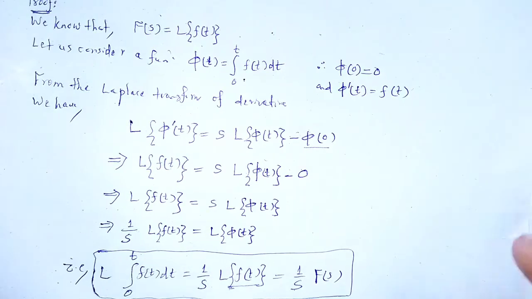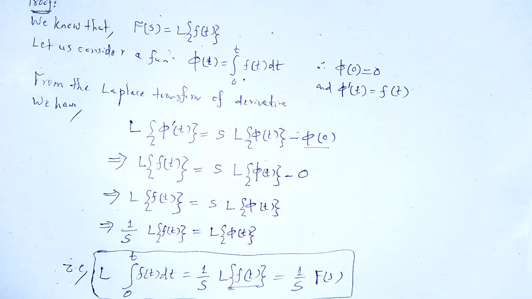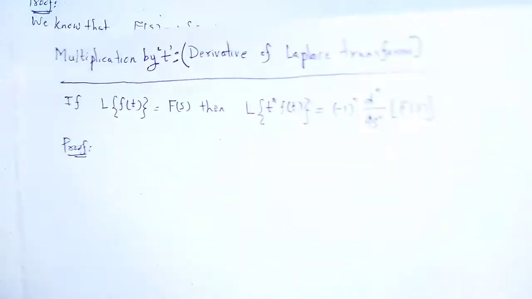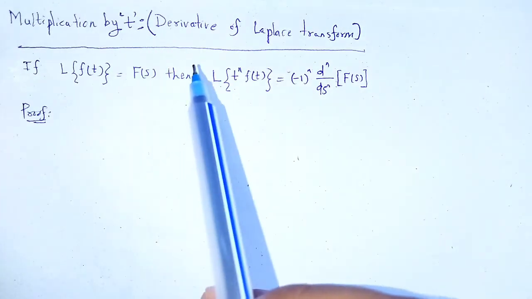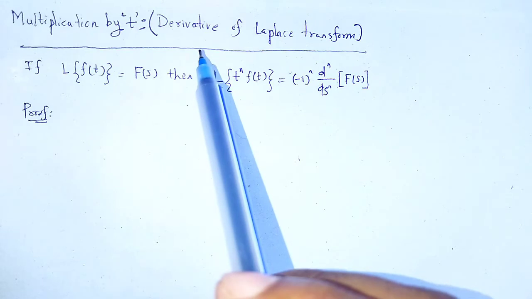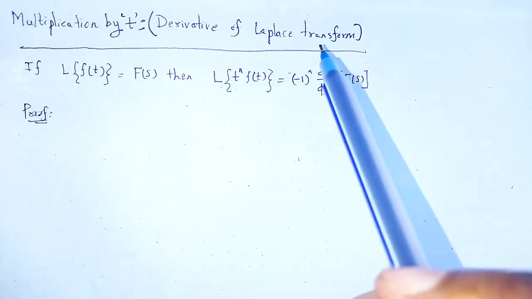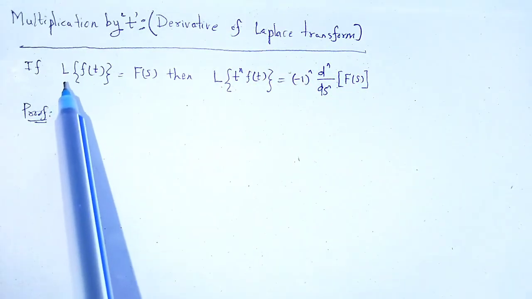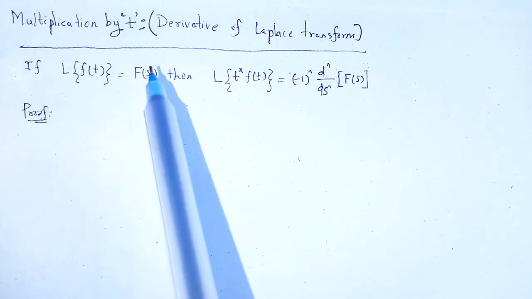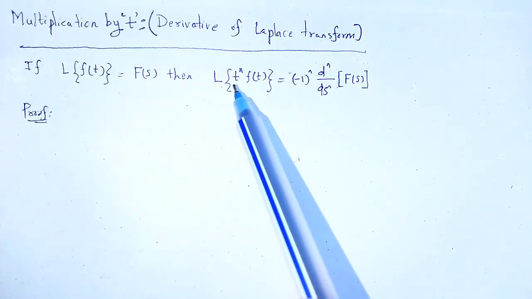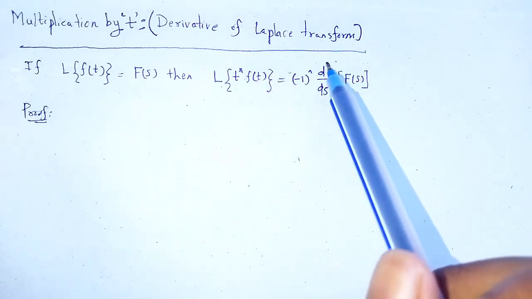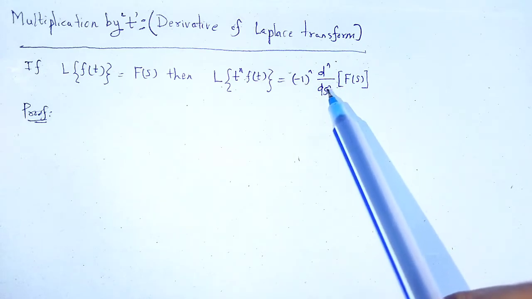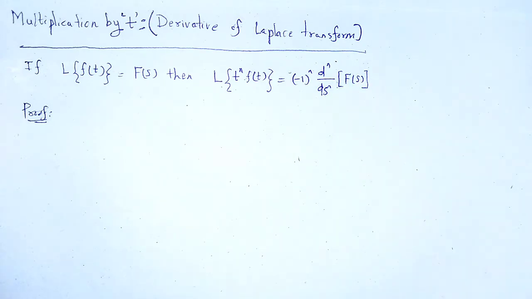Next, we have to extend the Laplace transform of derivatives and the Laplace transform of integrals. If we multiply by t, then what happens? Here we apply the derivative of Laplace transform. If the Laplace transform of the function f(t) is equal to F(s), then the Laplace transform of t to the power n f(t) is equal to minus 1 to the power n, its nth order differentiation with respect to s of the function F(s).